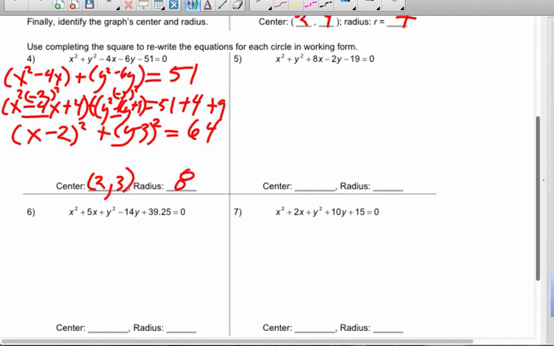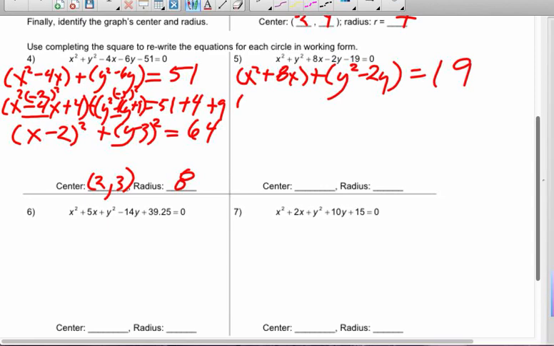Let's do the same thing over on this one. So I'm going to have an x squared plus 8x, then y squared minus 2y equals 19. When you first do this, I strongly discourage you from skipping these steps. Okay, so now we're ready to complete our square. And remember, I'm missing this term out here to do that.